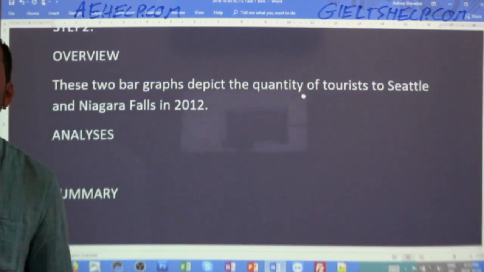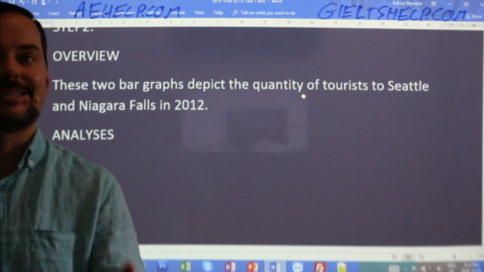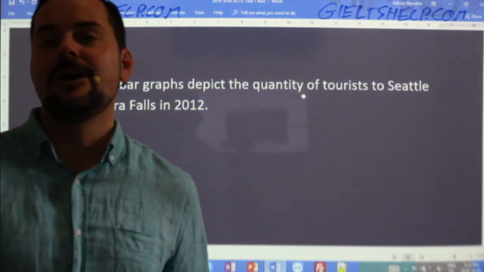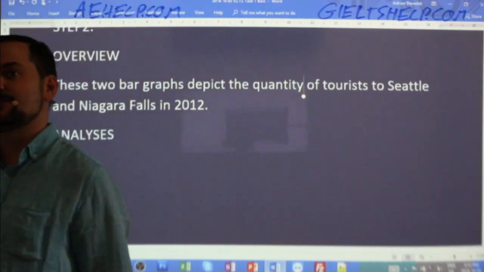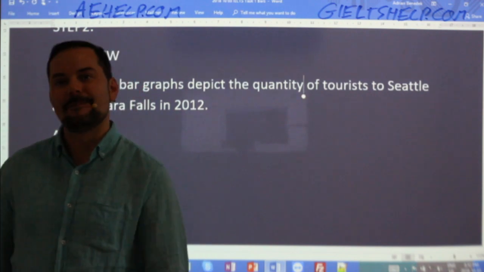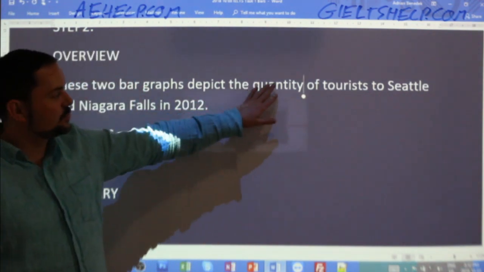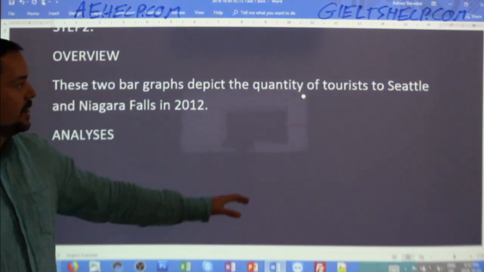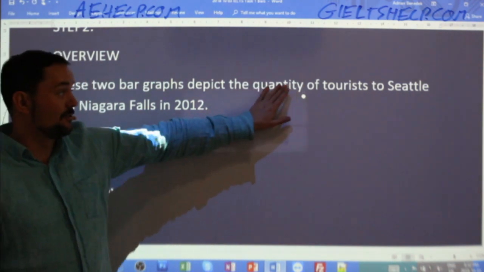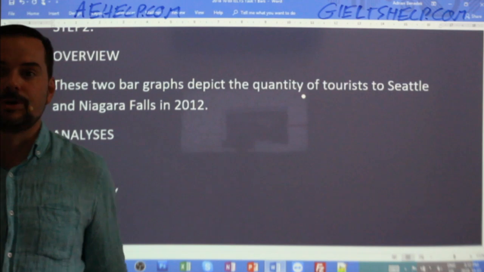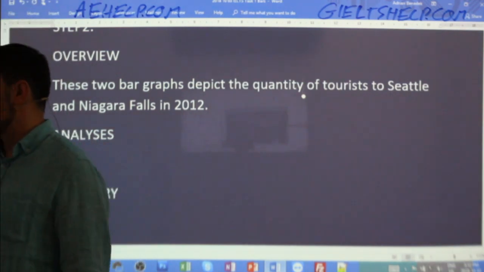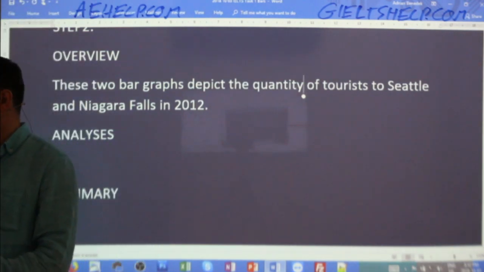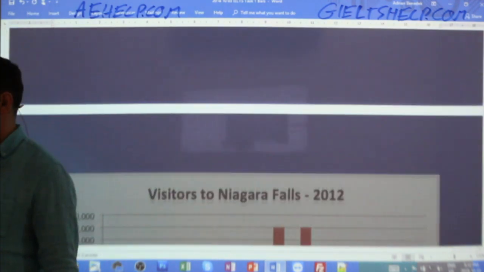That was a good question. Whoever has that Cyrillic name, I'm guessing by your icon it's a female name, but I can't read Cyrillic. So good question about the amount. Yeah, amount is not the best word for that because we can count the tourists, of course. That's what the graphs are showing. And amount is used usually for non-count, like the amount of water, okay? All right, so these two bar graphs depict the quantity of tourists to Seattle and Niagara Falls in 2012.